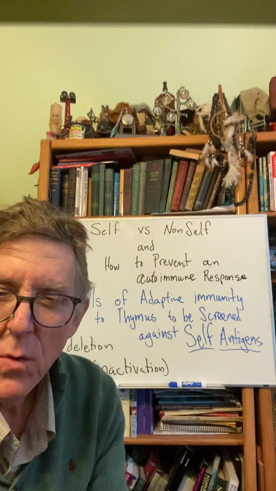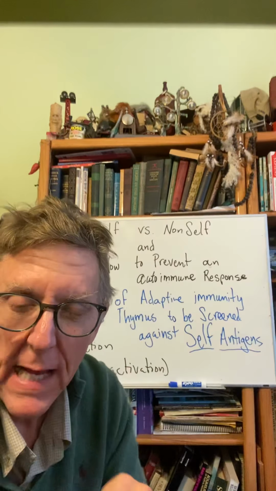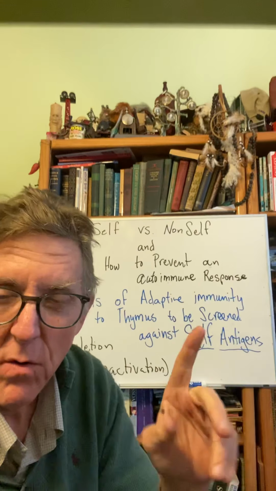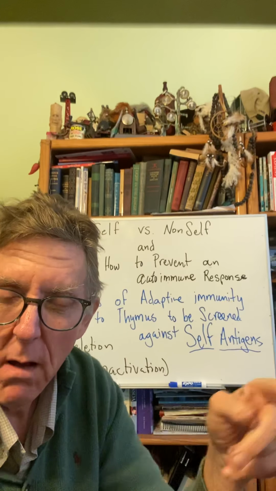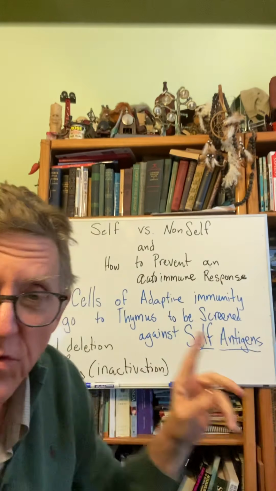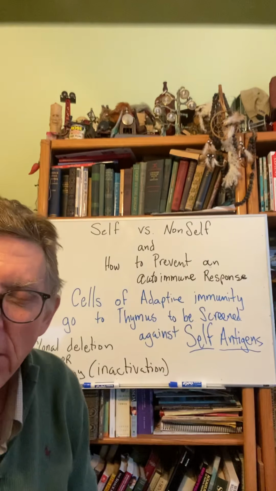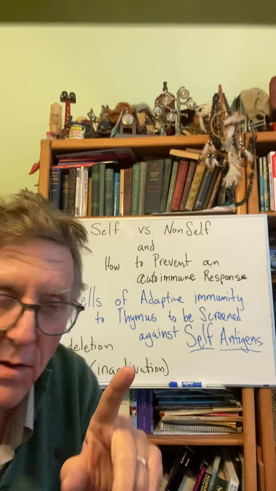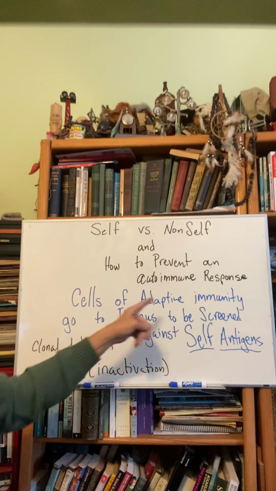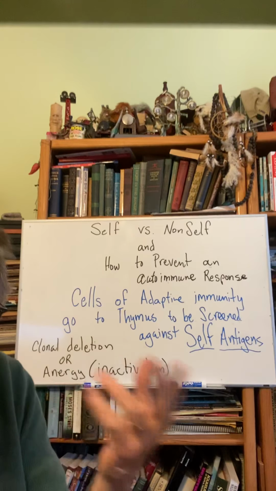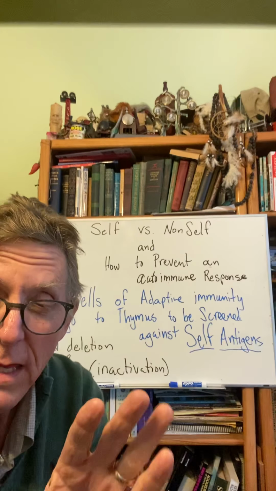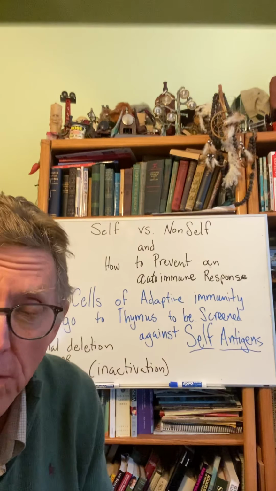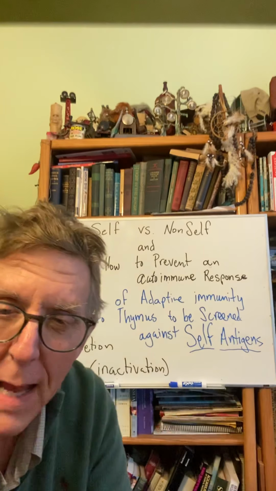How does your immune system, as it is developing, figure out which cell surface markers are you and which are somebody else's, self versus non-self? As your immune system is developing, we have the cells of the adaptive immune system, basically the lymphocytes. And what they do is they go through training in the thymus.